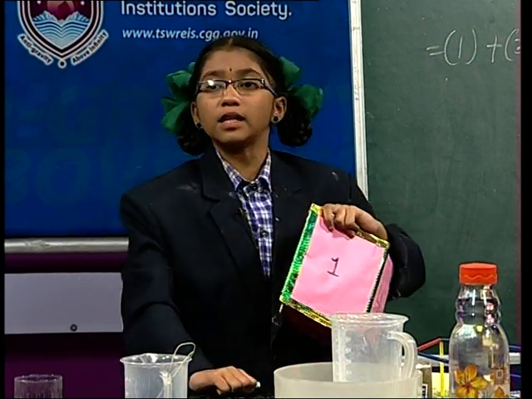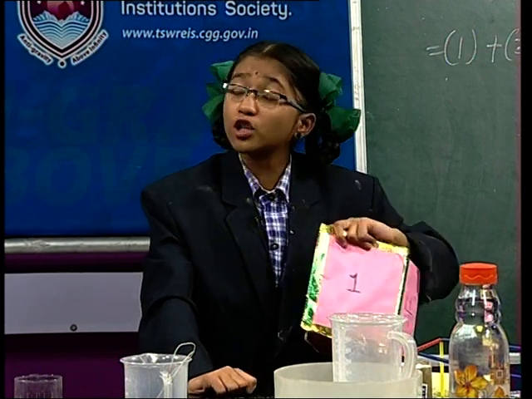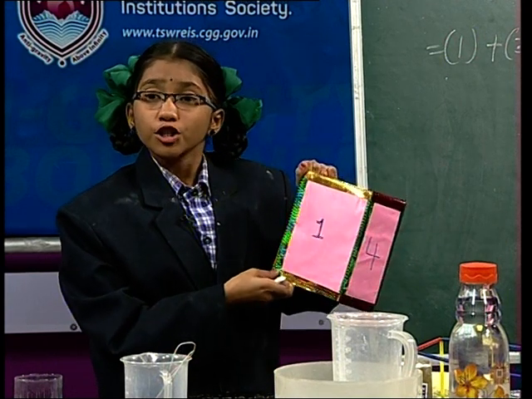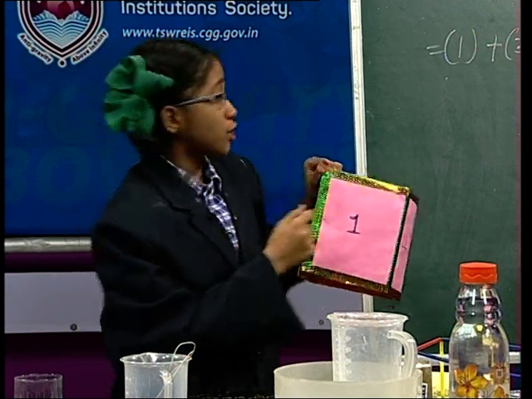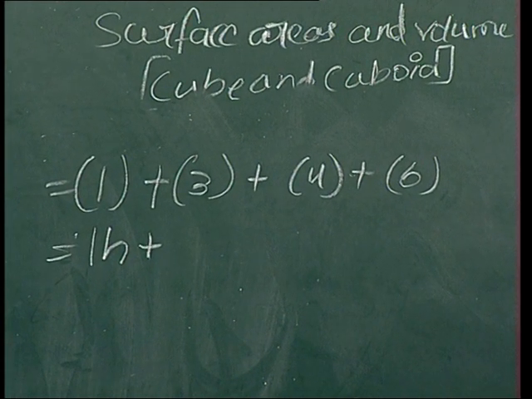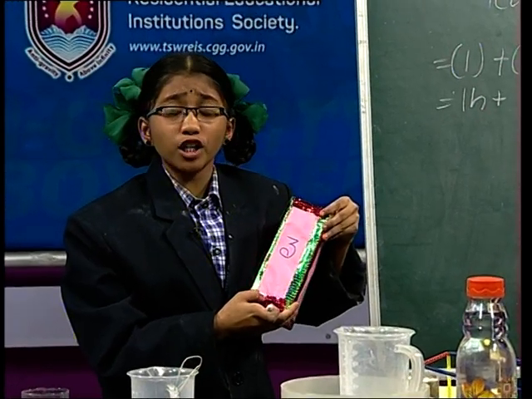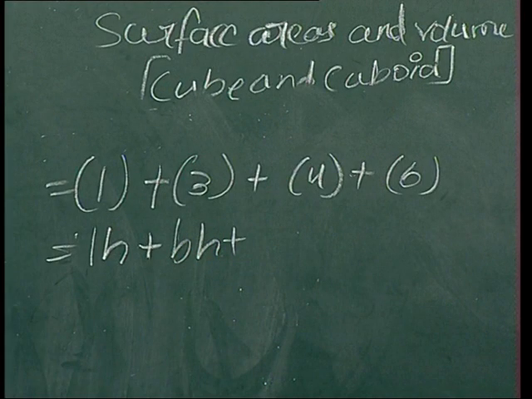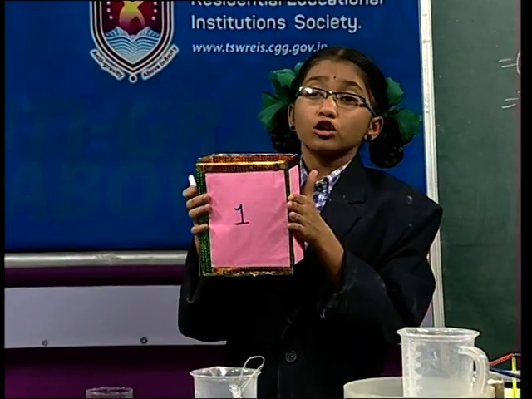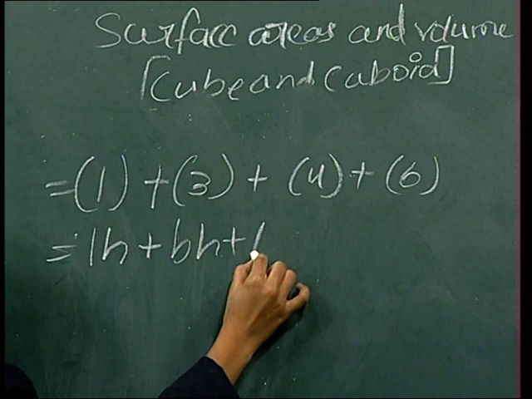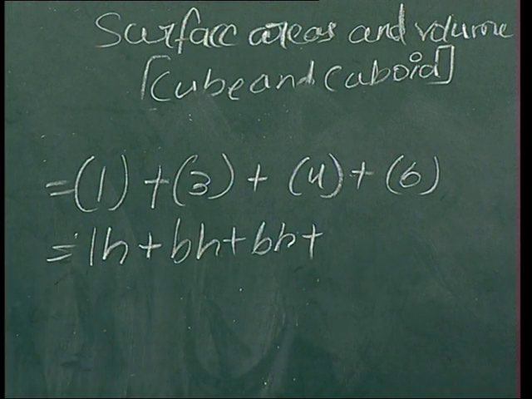Here it is similar to the total surface area of the cuboid also. So here how many measurements? First face is L into H. So LH plus next BH. Here we have to observe the BH. So B into H, BH. Next, the third is opposite to the fourth. So the fourth is also BH.